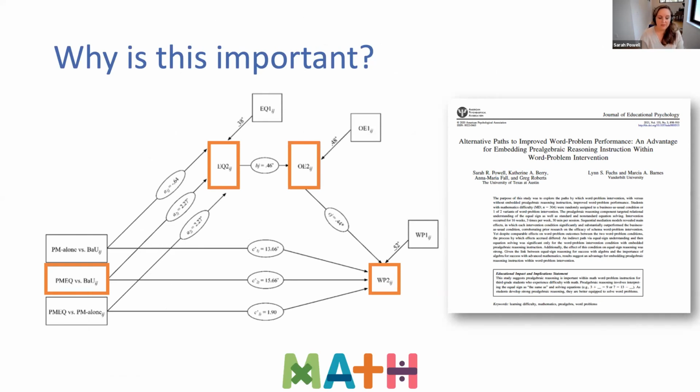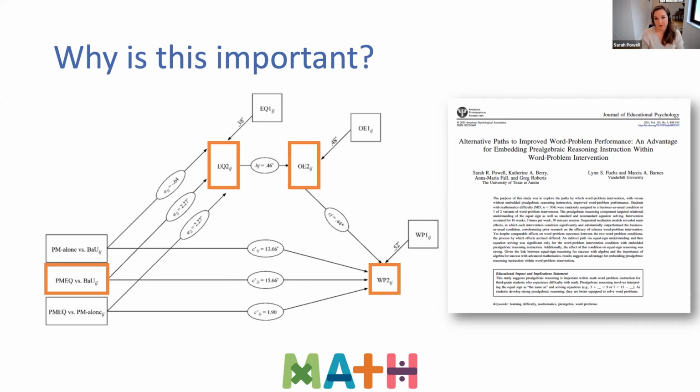So pretty similar to Lynn, Lynn did some different mediation models to look at language comprehension. Here we did a sequential mediation model where we looked at equal sign understanding and equation solving, and then that impact on word problem solving. So in this study, we had 304 students, all at 3rd grade and all experiencing difficulty in math. And those students were randomly assigned to one of 3 conditions.